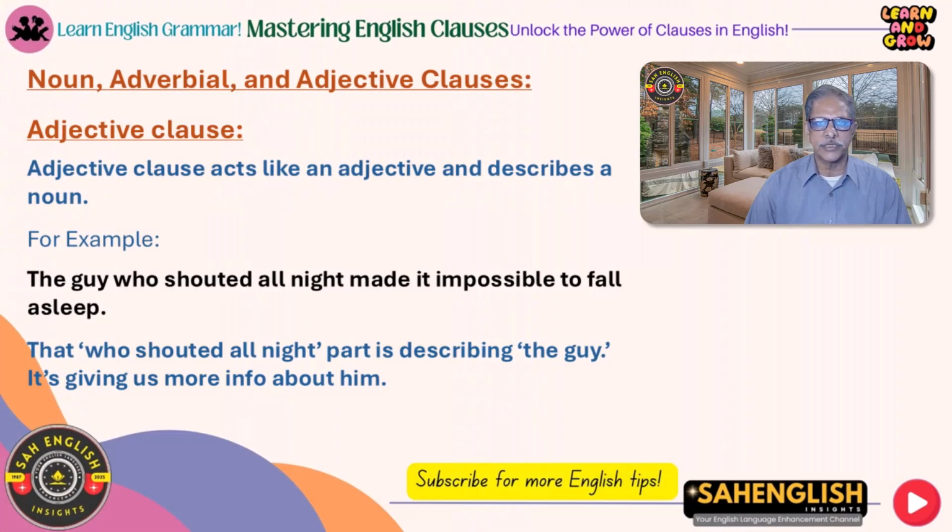And then there's the adjective clause. This one acts like an adjective and describes a noun. The guy who shouted all night made it impossible to fall asleep. That who shouted all night part is describing the guy. It's giving us more info about him.